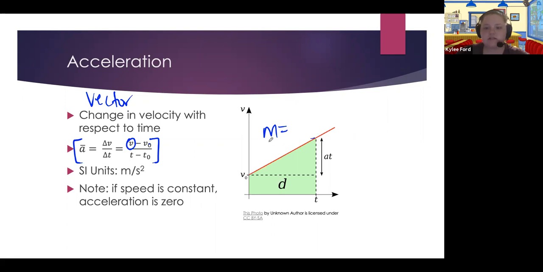So let's see. Let's say this is V for V final, okay? So our rise is going to be V minus V naught over our run, which is 0 to T, so T minus 0. And a lot of times when we are doing these calculations, our T naught is going to go to 0 most of the time, just because it makes this a lot easier.